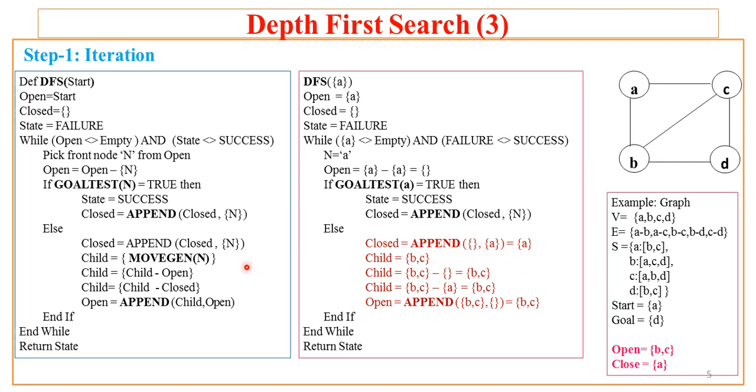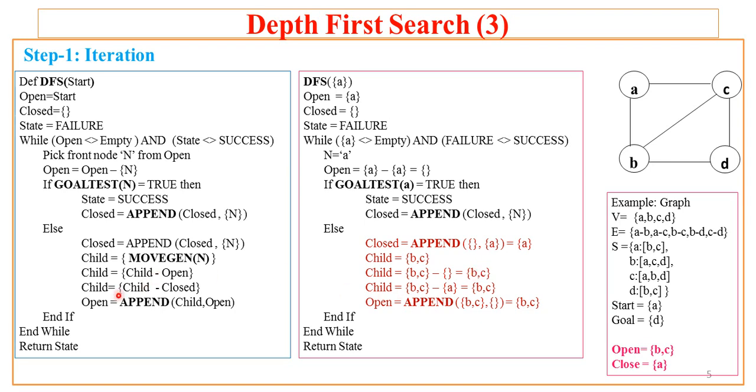Now here the MoveGen function is called. So MoveGen of A is called. What is MoveGen of A? It will give you the child nodes of A. The child nodes of A are B and C. So B and C are returned by MoveGen and assigned to the child, and from the child whatever is there in the open is removed. At this point of time open is empty, so nothing will be removed from BC; child will remain B and C.